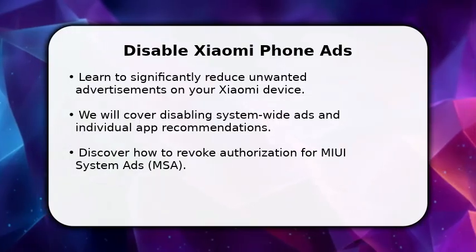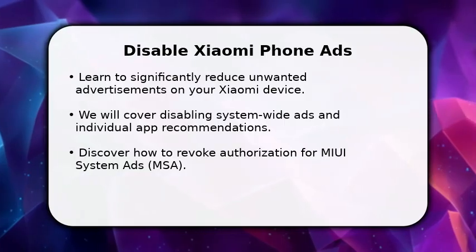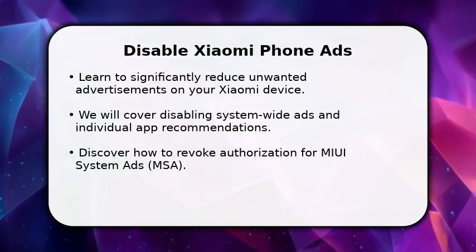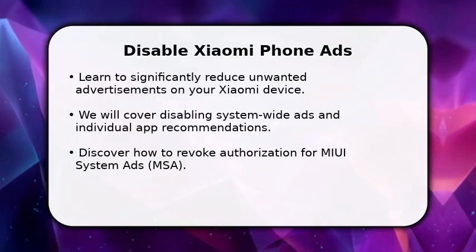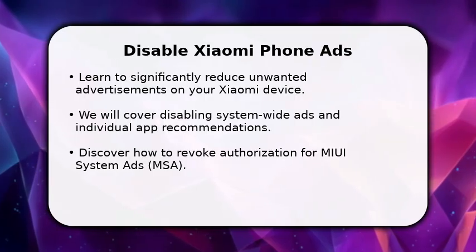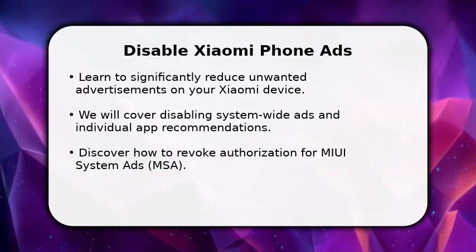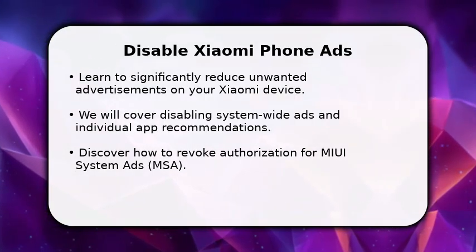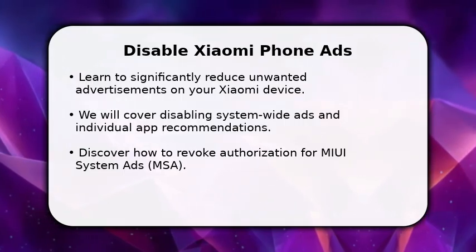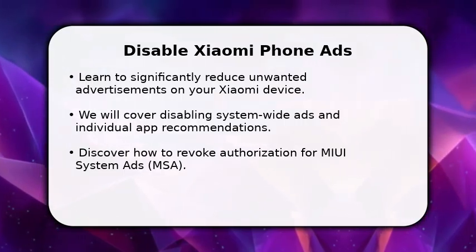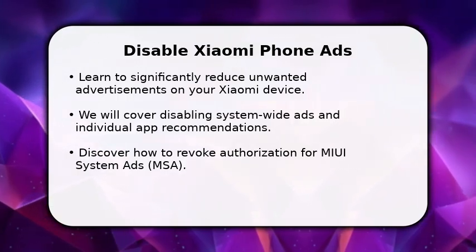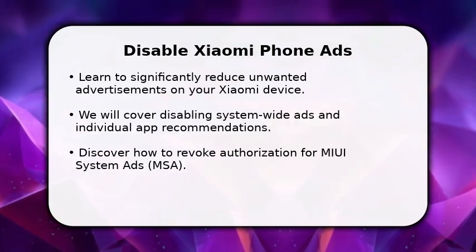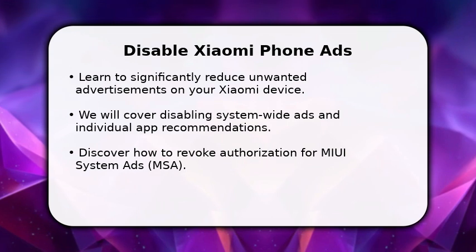In this video, I will explain how to disable ads on your Xiaomi phone. Many users find the built-in advertisements intrusive, but with a few simple steps, you can significantly reduce their presence. We'll go through disabling system-wide ad services, turning off recommendations in individual applications, and revoking specific authorizations. By the end of this guide, you'll have a much cleaner and more enjoyable experience on your device, minimizing those pesky interruptions.